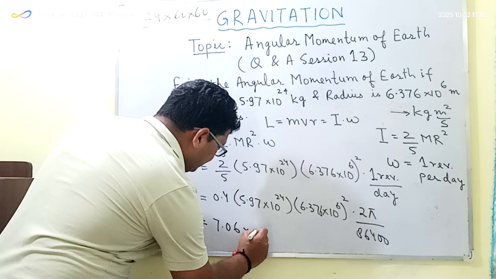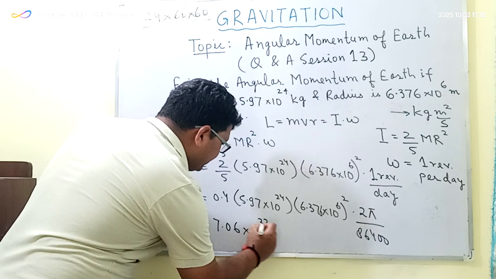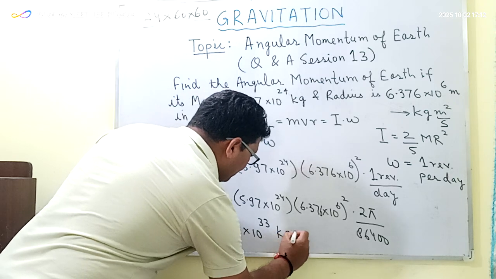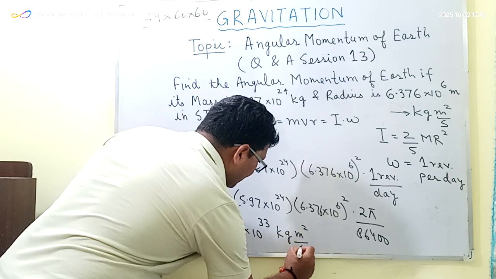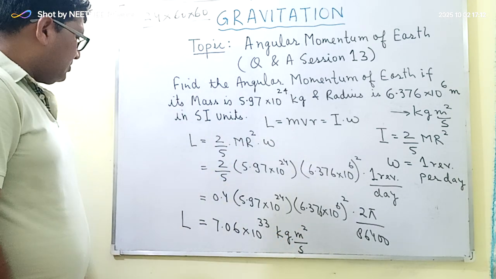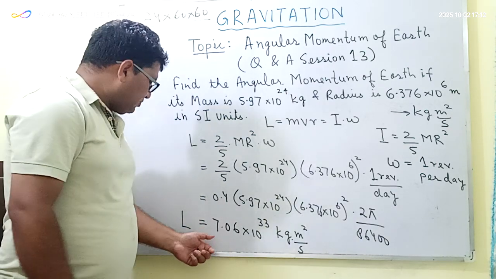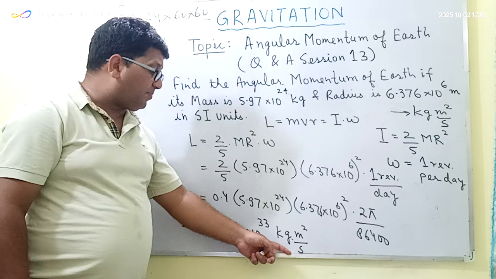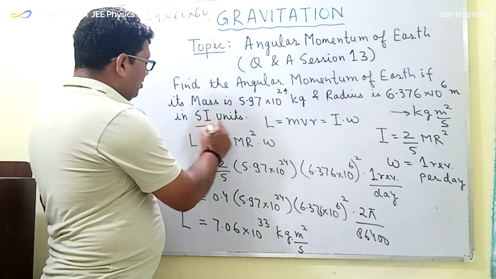7.06 into 10 to the power 33 kg meter square per second. So this is the angular momentum of the Earth, which is equal to 7.06 into 10 to the power 33 kg meter square per second in the SI system of units.